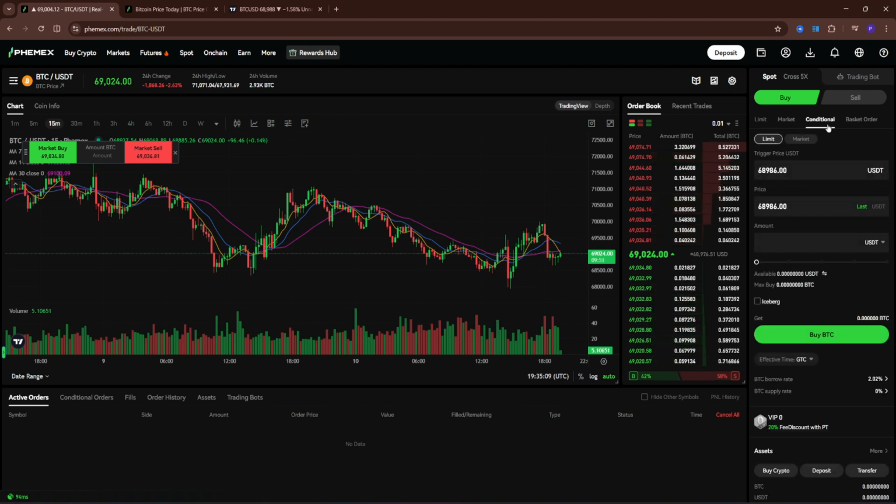Also we have conditional order. This triggers a market or limit order only after a trigger price is reached. And yeah, this is how you can spot trade in Phemex.